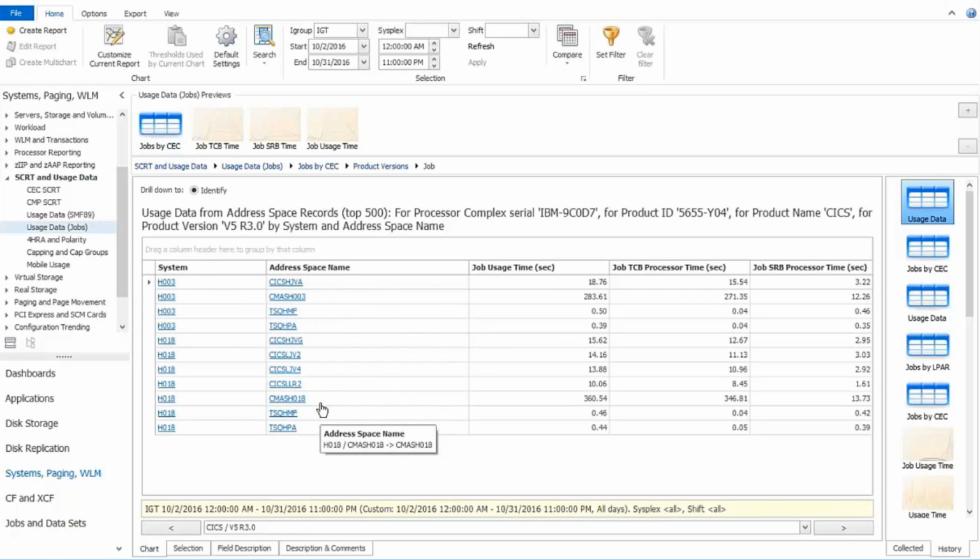So again, great visibility into the usage data, into the peak 4-hour rolling averages for the month, to enable you to manage that effectively.